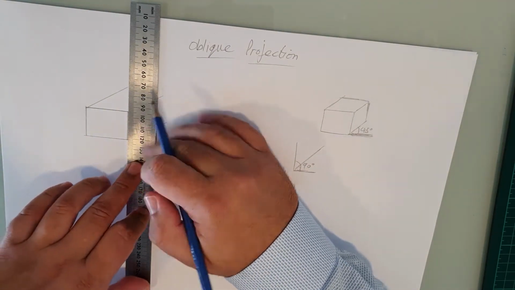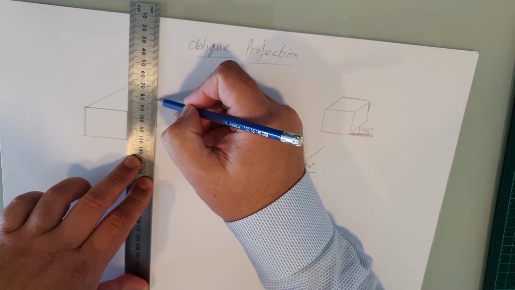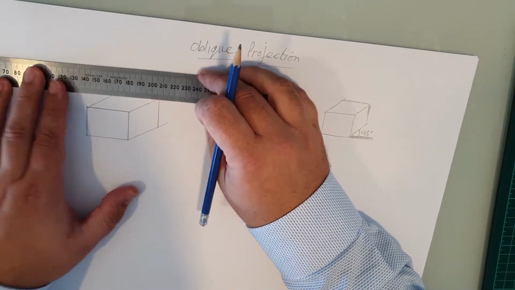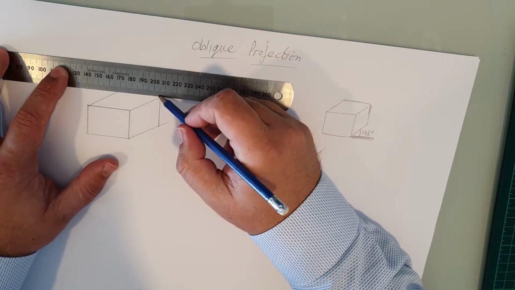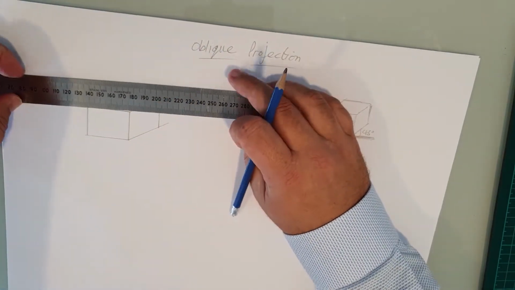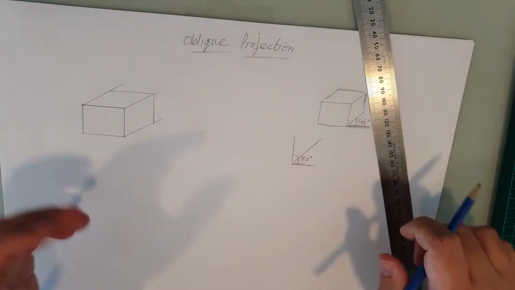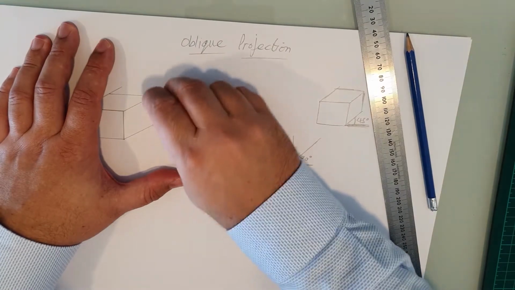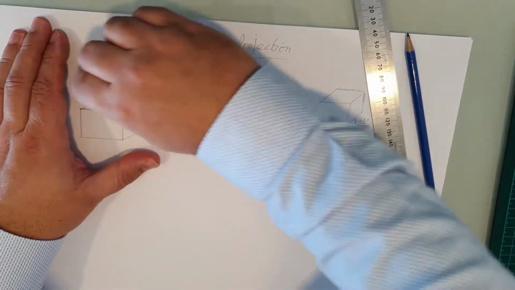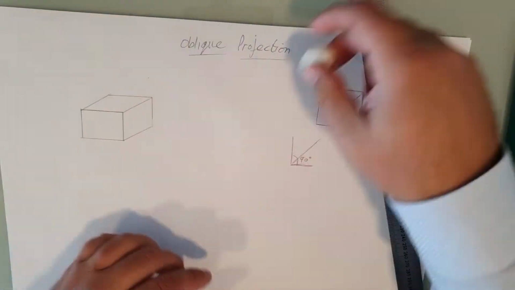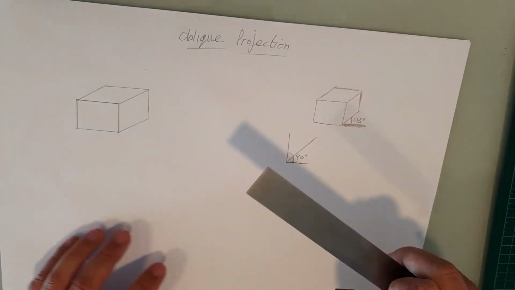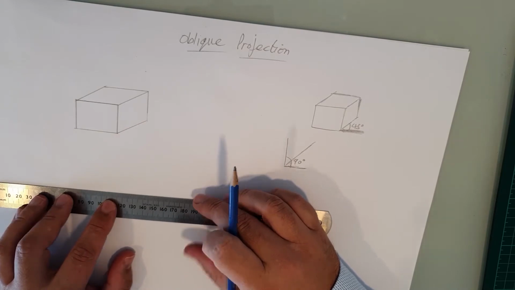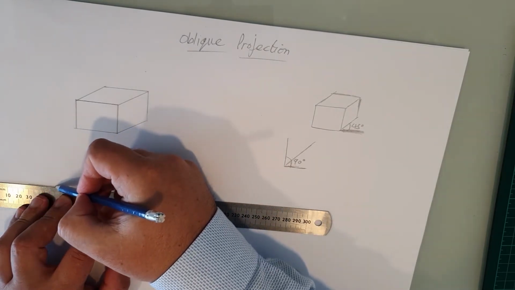I'll just use the thickness of the ruler. There, and then okay, so there we go, we've got our first oblique projection. And rub out those lines. So let's try something a little bit more complicated. Do some steps.